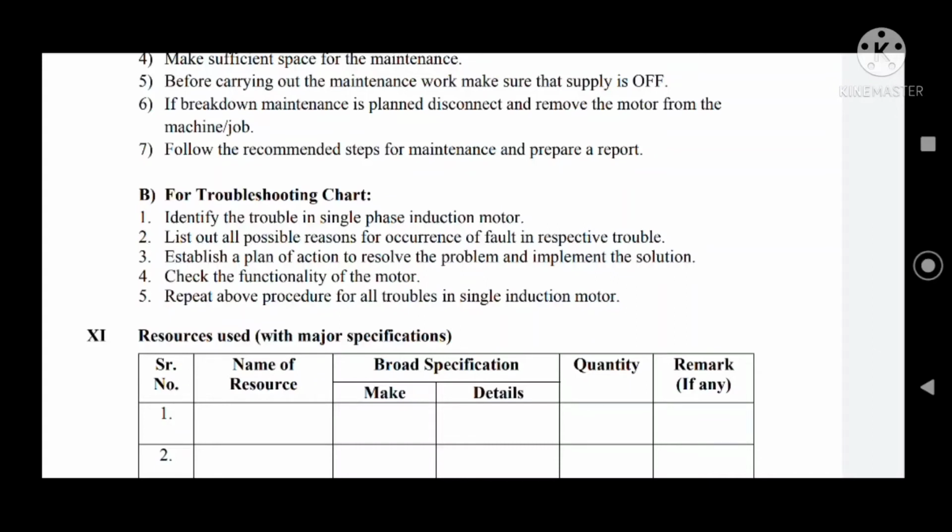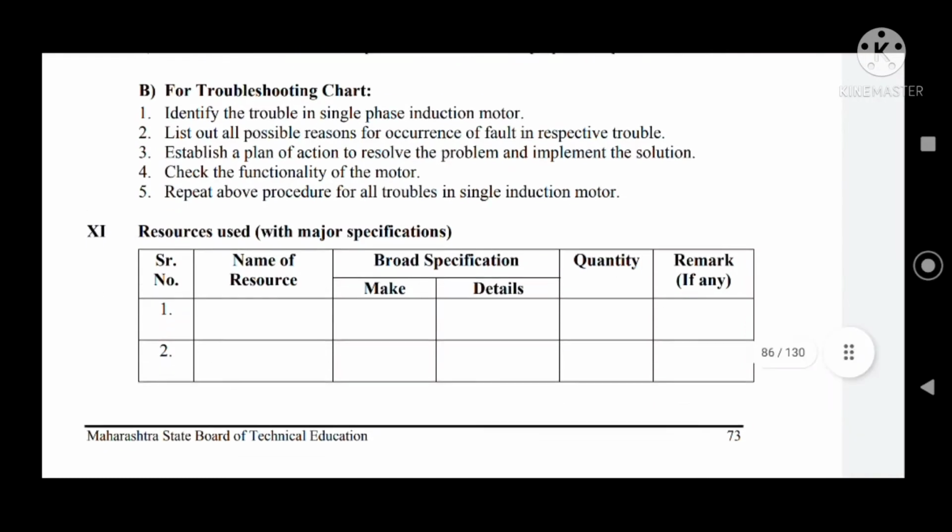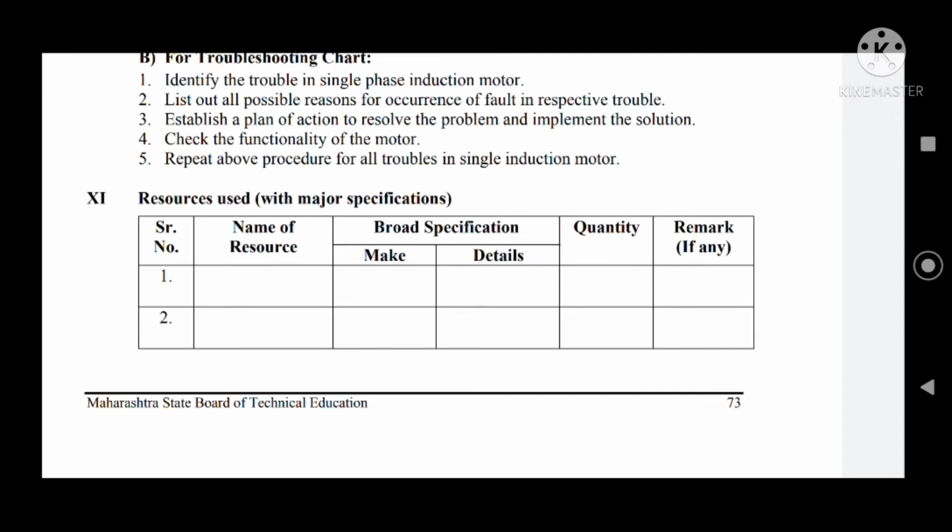And second is for troubleshooting chart. The procedure is first identify the trouble in single phase induction motor, list out all possible reasons for occurrence of fault in respective trouble. Third is establish a plan of action to resolve the problem and implement the solution. Fourth is check the functionality of the motor. Fifth, repeat above procedure for all troubles in single phase induction motor.